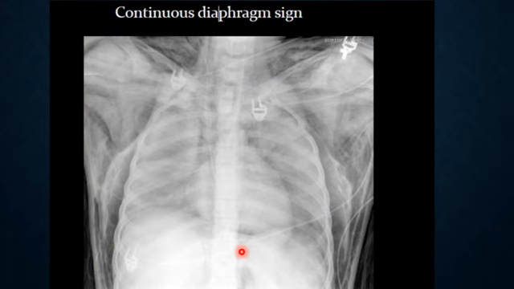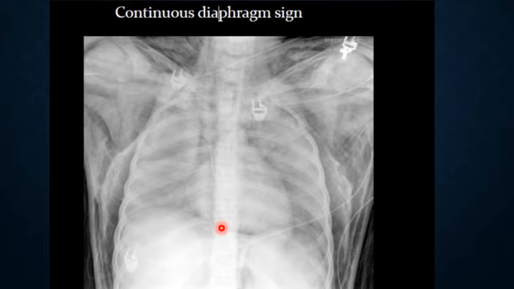Now, this is what's called the continuous diaphragm sign. What does it indicate? Not pneumomediastinum, not pneumoperitoneum. It's there under the heart, not under the diaphragm. This is a whole different thing. Normally, you see the diaphragm on the left and on the right, but you don't see it under the heart, because the central diaphragmatic tendon is fused with the pericardium. So you don't see air under the heart.